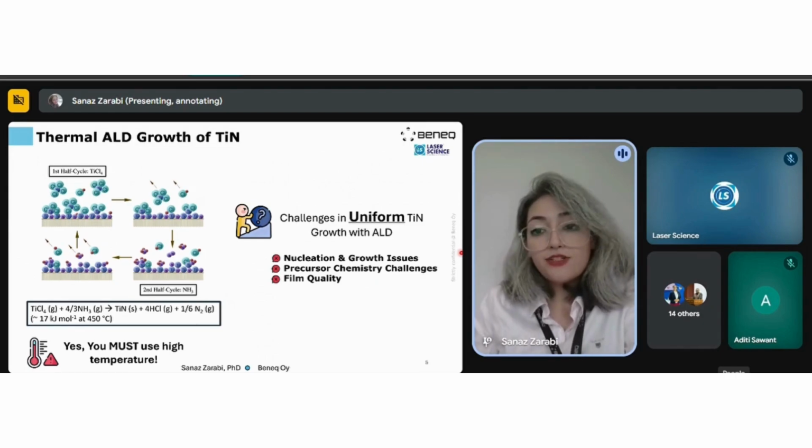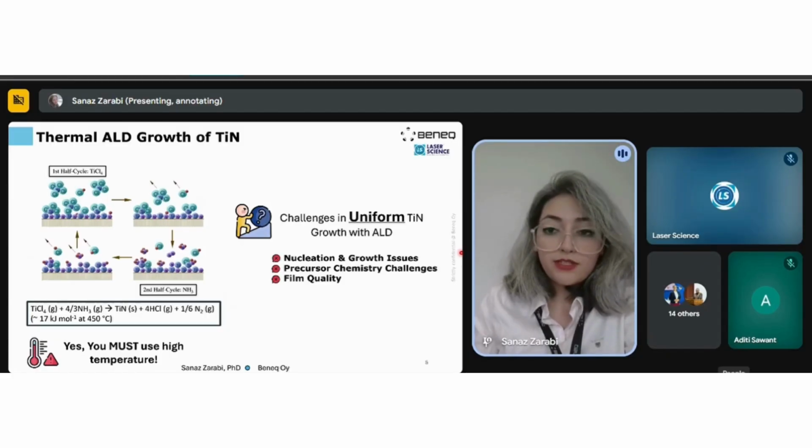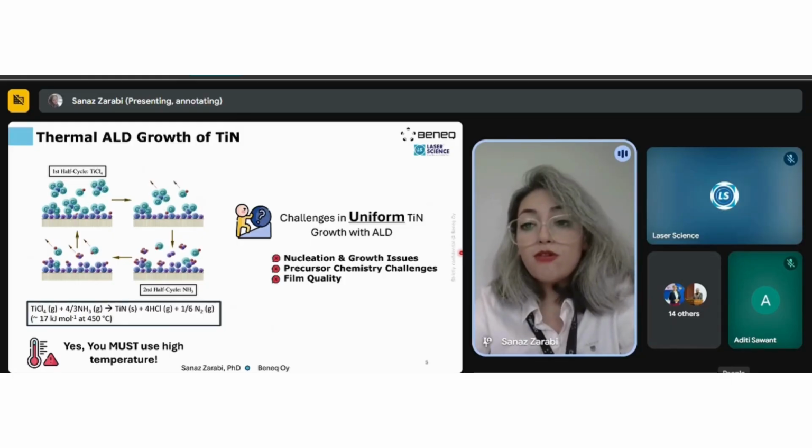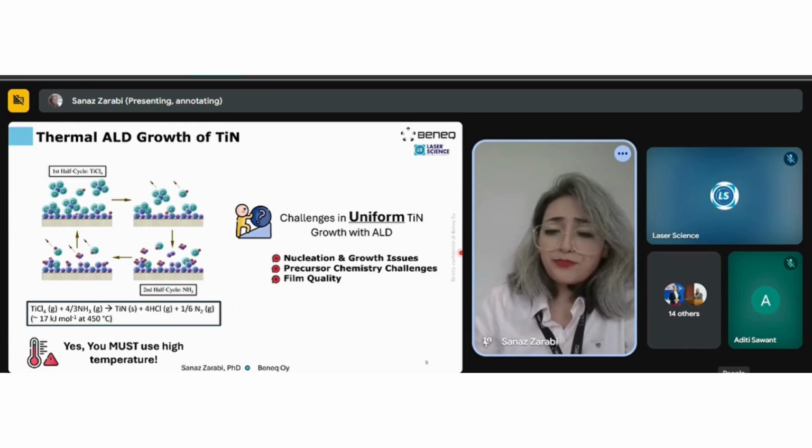The next main challenge is the precursor chemistry limitation. For a successful deposition, the precursor must fully react with the surface. But in reality, we often see incomplete surface reactions, causing thickness variation. Certain precursors like TiCl can also leave behind unwanted ligands, causing chlorine contamination, which is a common issue. And also, if you're using organic precursors like TDMAT, it can also have carbon contamination.